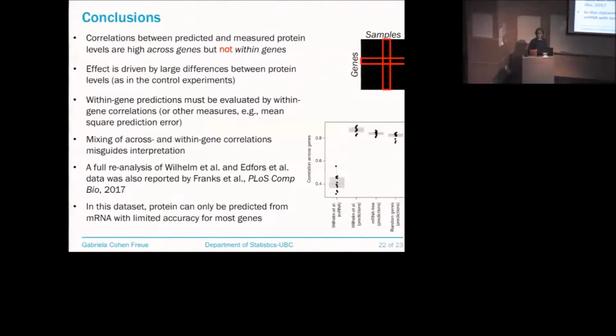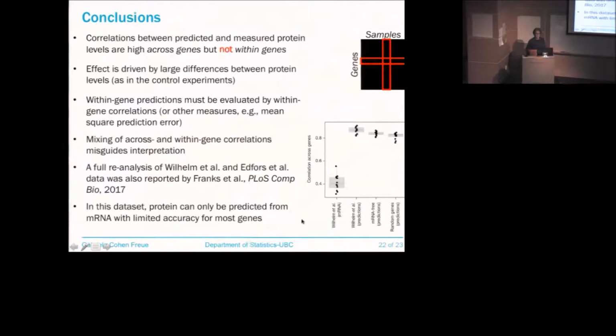If you want to use correlations, if you want to use mean squared errors, then it's a different story. Mixing across and within gene analysis is not a good idea and can lead to misleading results, as you have seen. A full analysis of this data and also a full analysis of the EdForce data has been published almost together with our manuscript in Nature, in PLOS Computational Biology. The authors have done a beautiful job analyzing these 2 data sets, so for those that are interested in these questions, I suggest you look at this paper as well.